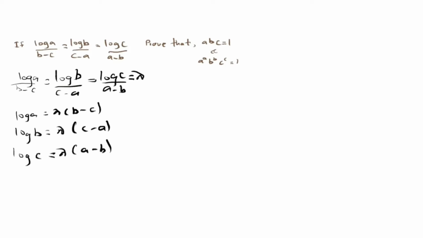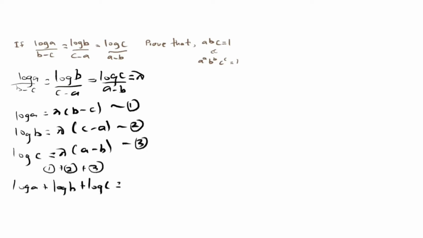So our requirement is to prove that abc equals 1. Now what I'm going to do is add all these three. Let's say this is 1, this is 2, this is 3. When I add 1, 2 and 3, on the left hand side I get log a plus log b plus log c. On the right hand side I take lambda out since lambda is common. So inside the bracket I will have b minus c plus c minus a plus a minus b.